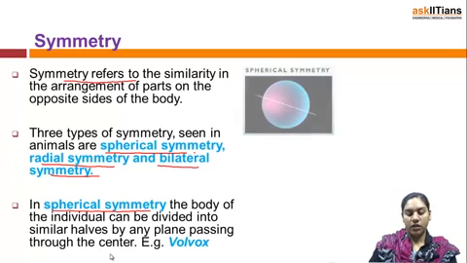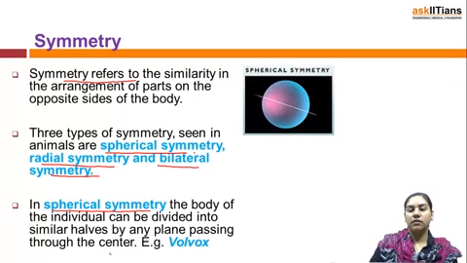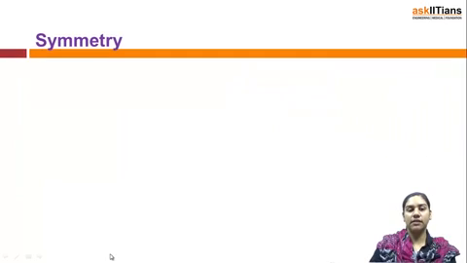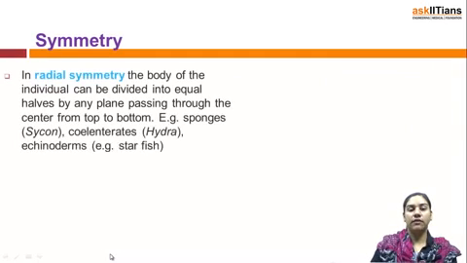Like this, you can see here that the plane of symmetry is passing through the center of the body of an organism, and the animal's body is spherical. And the most important example of spherical symmetry is the volvox. The next level of symmetry is the radial symmetry.